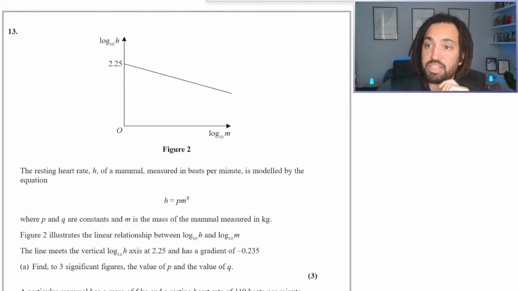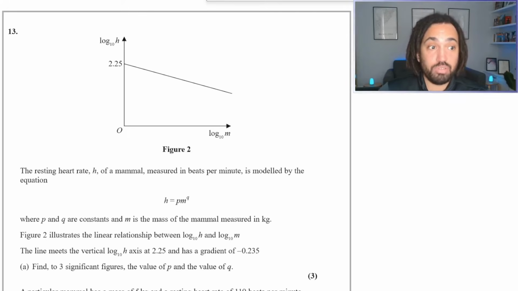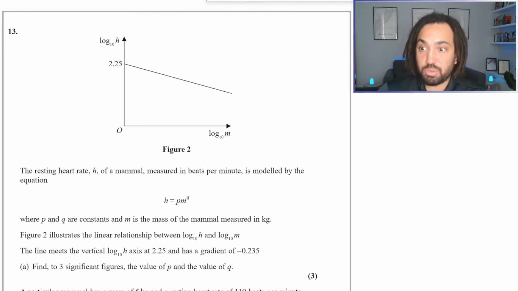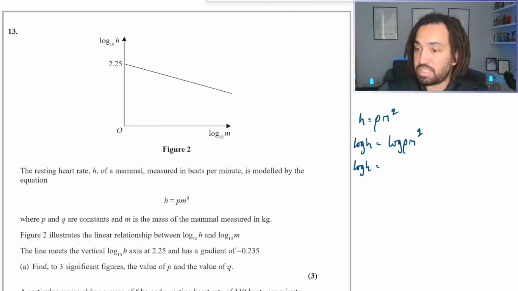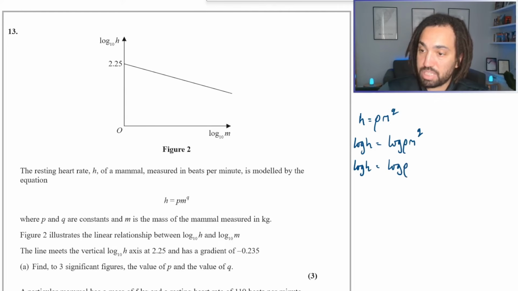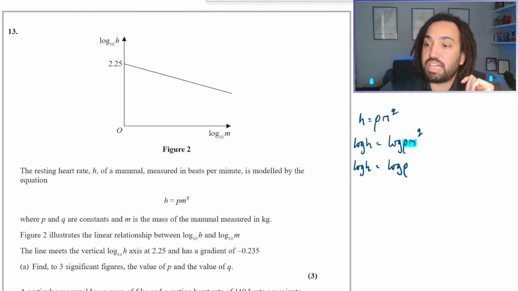Question 13 is a bit of a classic using the log graphs. And these questions are so similar, I'm not even going to bother reading the question. I'm just going to do what I always do to solve it, which is start off with the formula they give you, which is this. Take logs of both sides, split up the one over there to get log, using log rules, because these two things here, the p and the m, are multiplied. It means I can write it as the two of them logged added together.